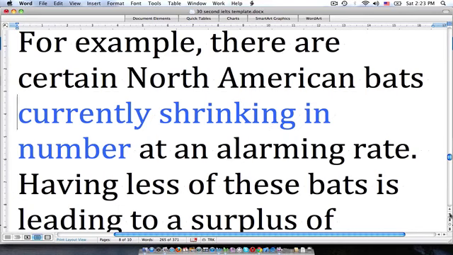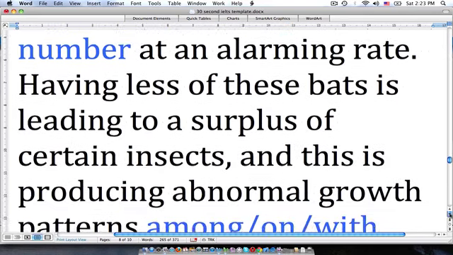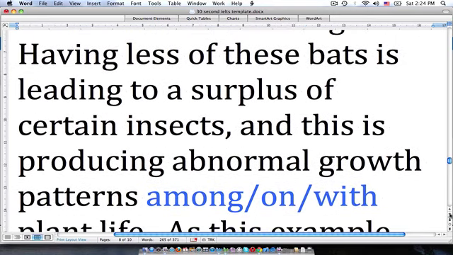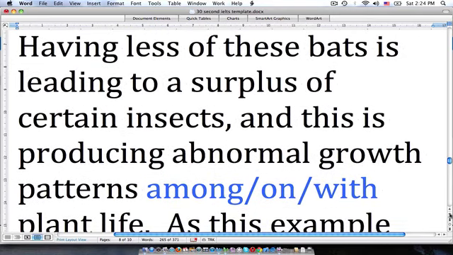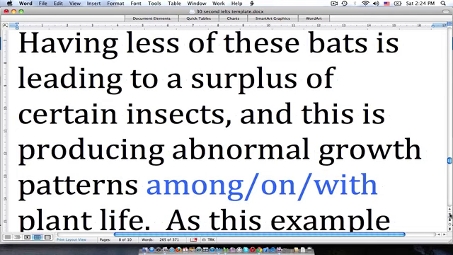Having less of these bats is leading to a surplus of certain insects. And this is producing abnormal growth patterns with plant life. And here the answer would be among.